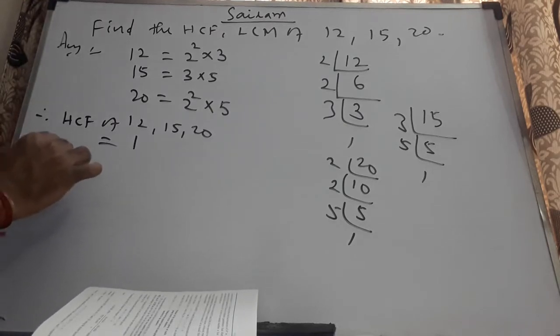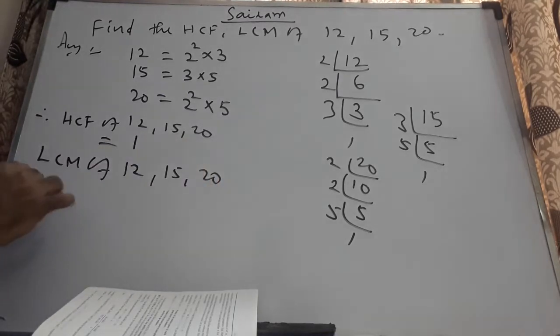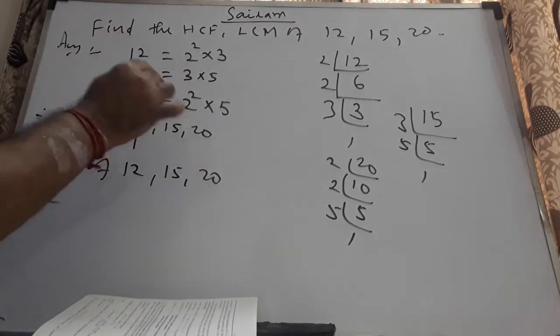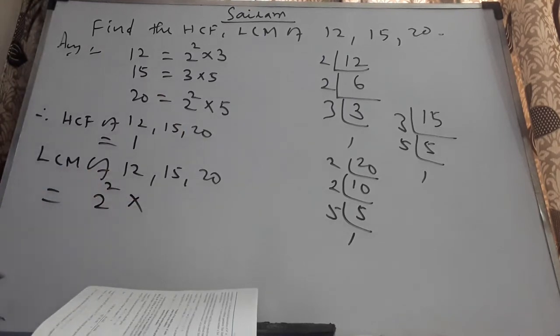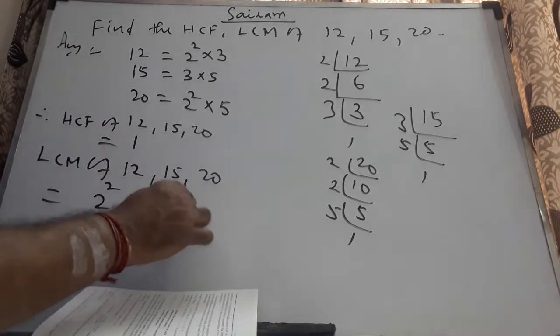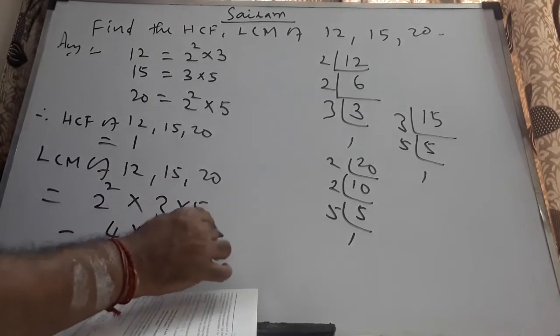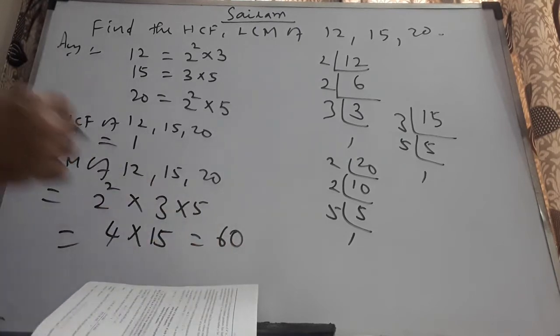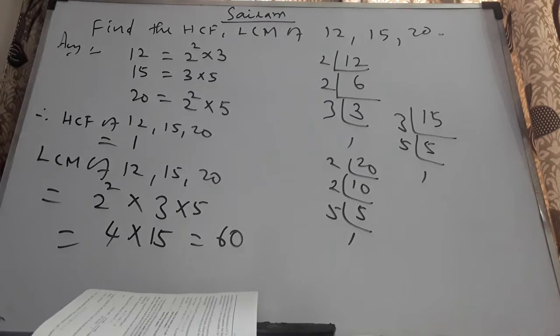Now, LCM of 12, 15, 20. Here it will be, out of 2 power 0, 2 square, the highest power is 2. And out of 3 power 0, it is 3. It is anyway 5. That is 4 into 15. It will be 60 anyway. The answer is 60. LCM becomes 60, HCF becomes 1.